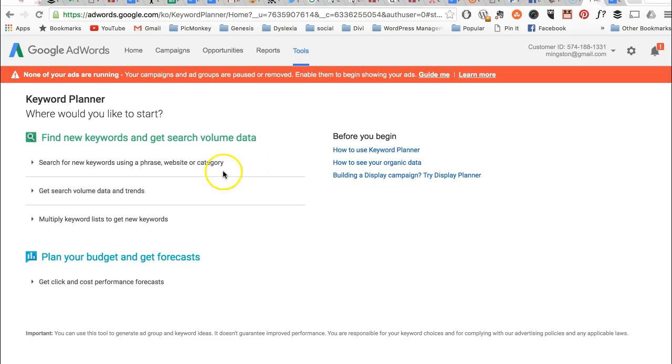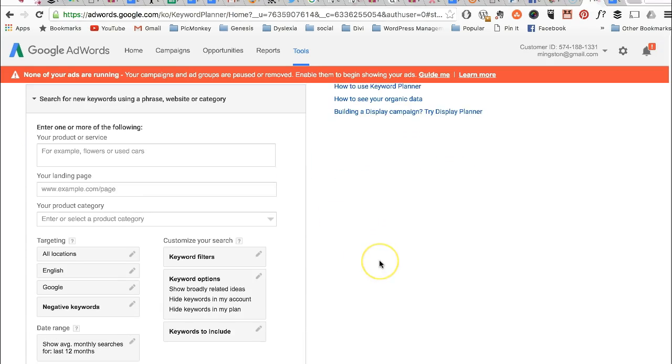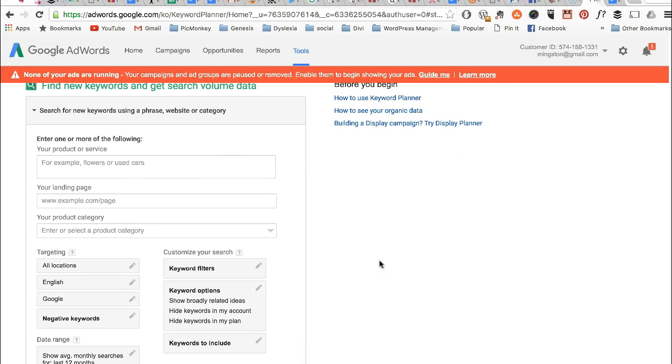But right now, what we're going to do is just search for a new keyword phrase or website category. So we're going to go in there, and by doing this, it's going to pop open another page, and you don't need to add anything but the words that you're looking for. It's saying, tell me what kind of product or service you have, because it's assuming you're a business trying to use AdWords, but we're not actually doing that. We're just looking for new keywords.